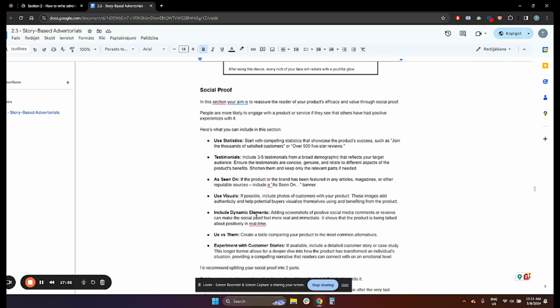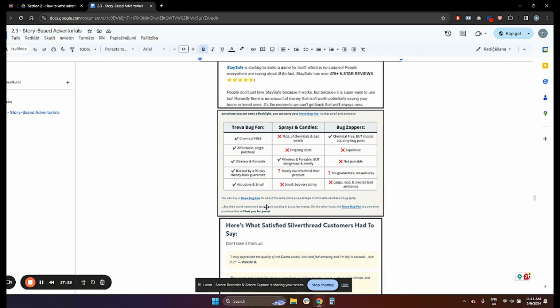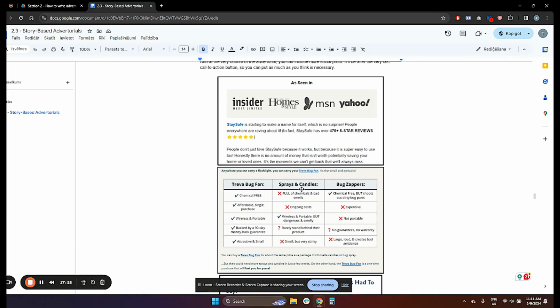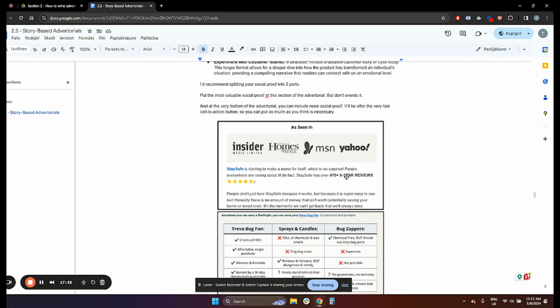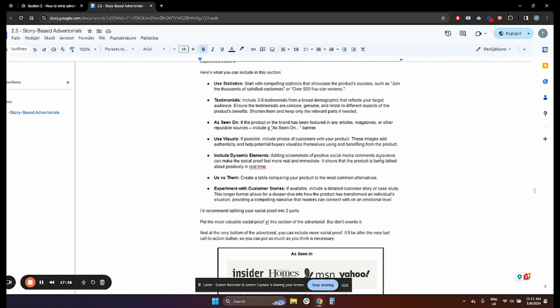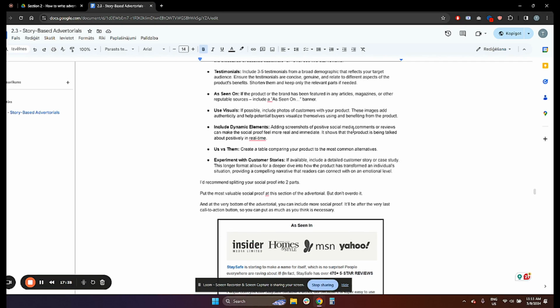Use visuals. So, for example, here you can create a table comparing it to alternatives, and include dynamic elements like screenshots of social media comments, or maybe you can add another GIF of a person using the product. You can include images of customers holding the product in their hands.